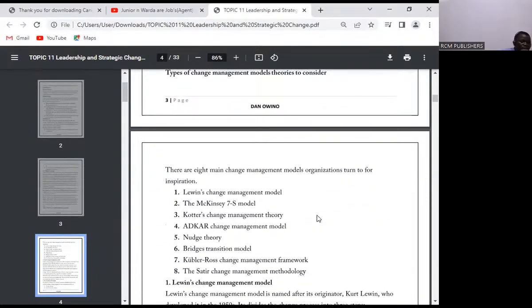So we have the types of change management model theories to consider. Again, you need to take note of this model. The most important one is the Lewin's change management model. The Lewin's change management model.